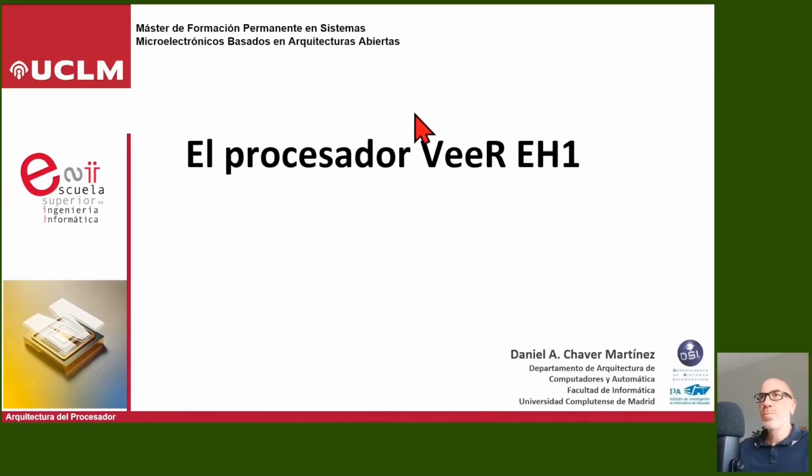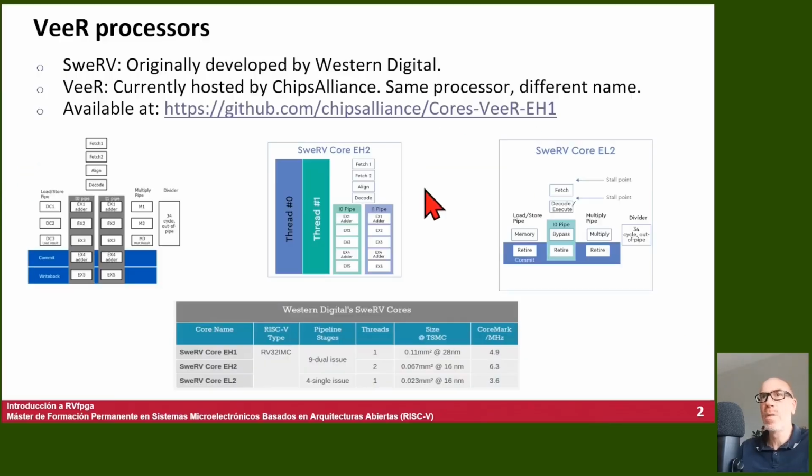Good morning. In this talk, we'll examine the VeeR EH1 processor's microarchitecture. The VeeR processor family, originally called Swerve, was developed by Western Digital. They're now called VeeR and hosted on the Chips Alliance website. It's the same processor, just with different names. You can get the full EH1 processor for free on this site.